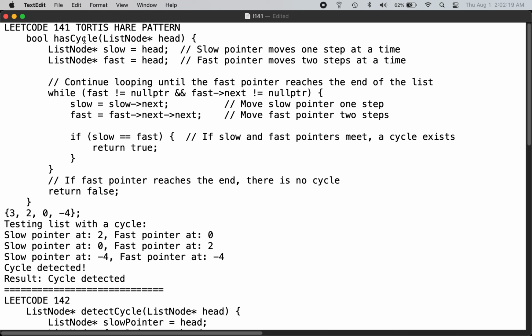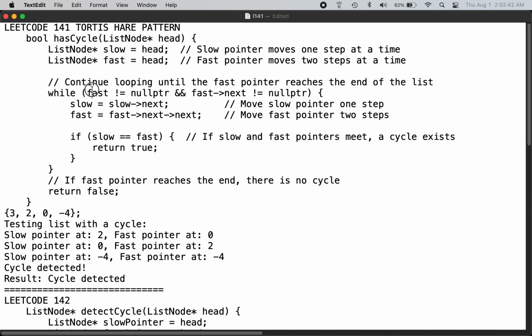So I call this the tortoise and hare pattern, because the fast one is moving like a hare and the slow one like a tortoise, and they will eventually meet. So you start off with both, slow and fast, at the head, and then basically move the fast pointer by 2.